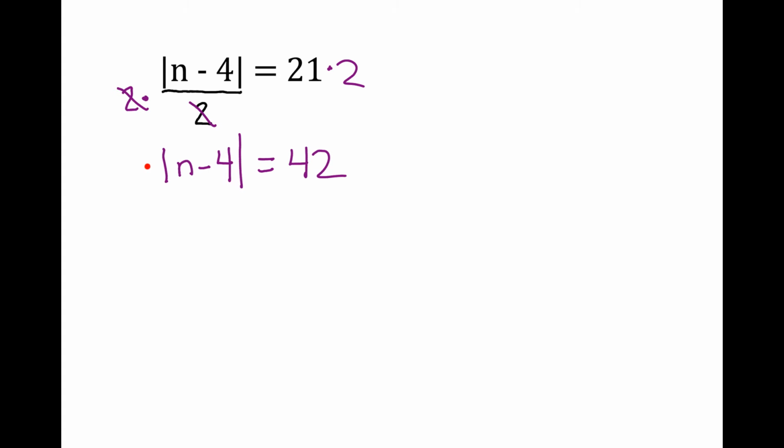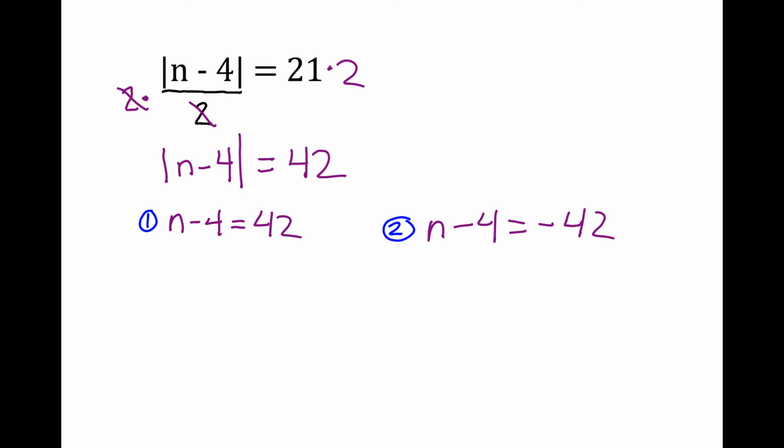Now, is there anything on the outside of the absolute value bars? No. So we go ahead and make our two equations. We have the inside equals 42, or the inside equals negative 42. And then we just solve them both to get our answers.